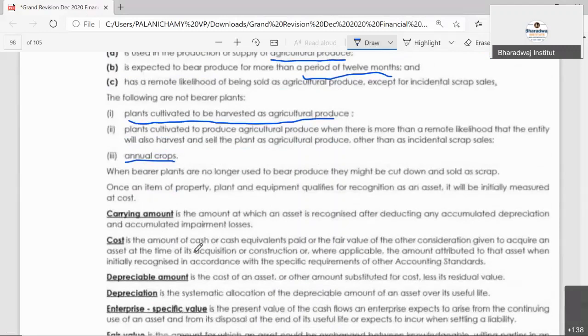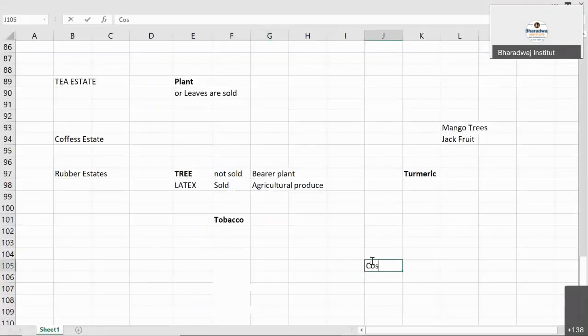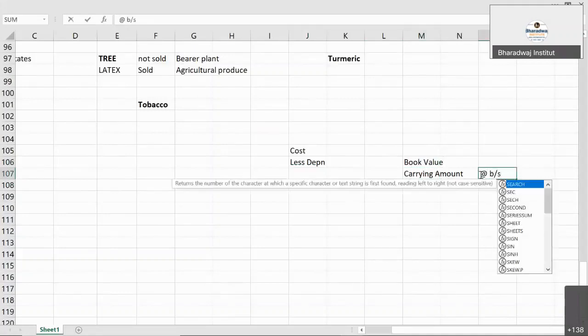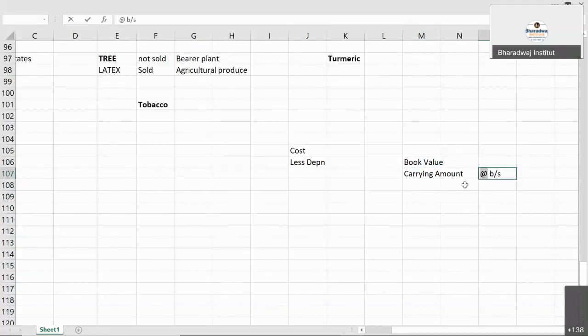So carrying amount is nothing but the, okay, simple. Earlier we used to call it as cost less depreciation. Cost minus depreciation. What is the name that is used for it earlier? Book value. Now this is called as carrying amount. Carrying amount is nothing but what is the value at which it is carried in the balance sheet. So nothing but cost minus depreciation is earlier called as book value. Now it is called as carrying amount. Okay.